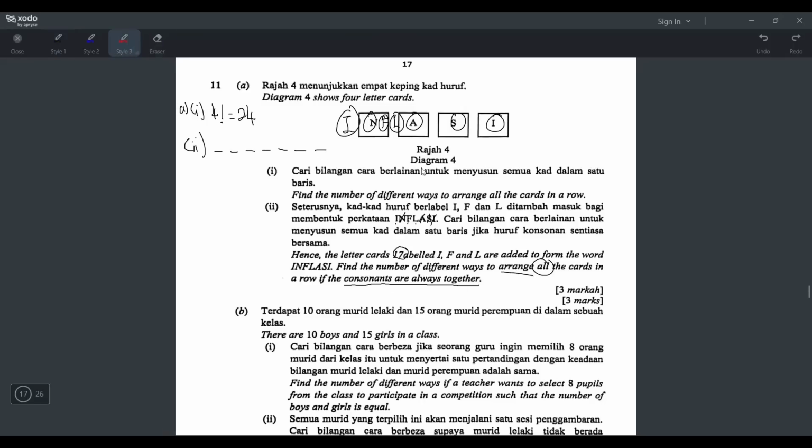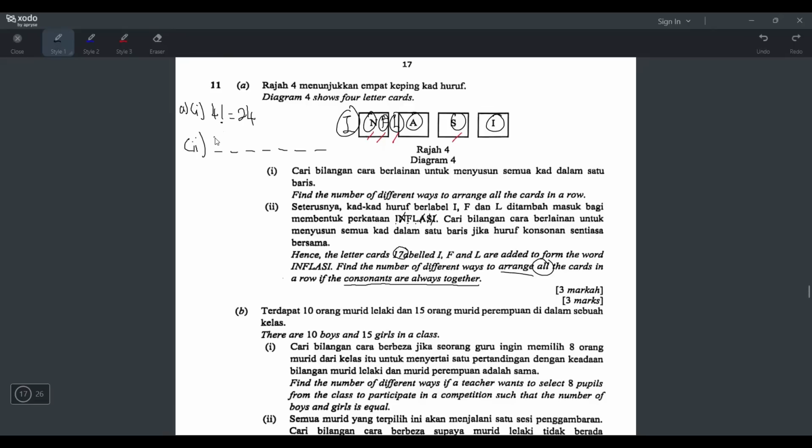So let's underline the consonants. Consonant is all the alphabet that is not A, E, I, O, U. Because A, E, I, O, U, we call that vowel, right? So I is a vowel, N is a consonant, F is a consonant, L is a consonant, A is a vowel, S is a consonant, I is a vowel. So it means only N, F, L, S are consonants. The remaining are vowels, right? So they want the consonants to be together, right? To be together. So what we should do now is place the consonants together.